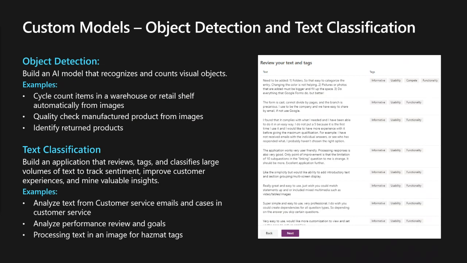So with text application or classification, you have the ability to build applications that review, tag, and classify large volumes of text. It allows you to track sentiment, which can help improve customer experiences and help you mine through valuable insights. So examples of how you might use this include analyzing text from customer service emails and cases in customer service. You might also analyze performance reviews and goals in human resources. You could also process text in an image for a hazmat tag out in your warehouse, just as a few examples.